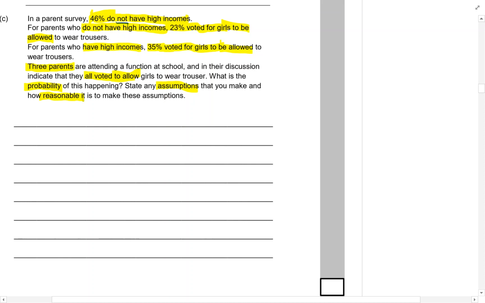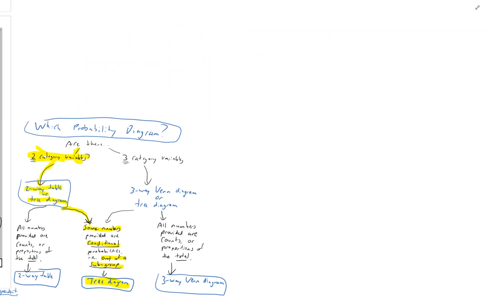Alright, so what we need to do is firstly decide which sort of probability diagram is going to be easiest to represent this information on. To decide on that, I want to show you a flow diagram that I think is useful. And here it is.